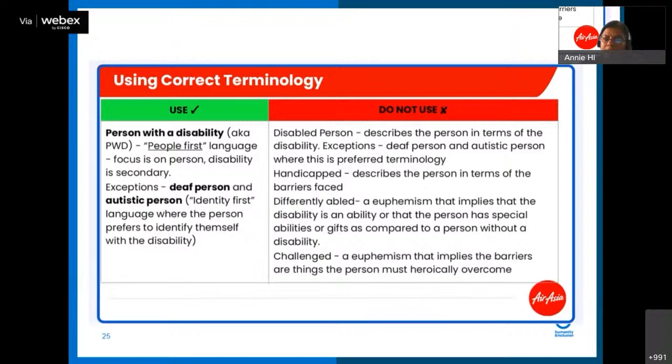Differently abled is another terminology that is used, but it is a euphemism. It is like saying, okay, this person has a special gift. So the idea is that everybody has a special gift, whether it is a person with disability or not. Even a person challenged also implies barriers, and it is not usually used. The language that is most globally used is person first language.